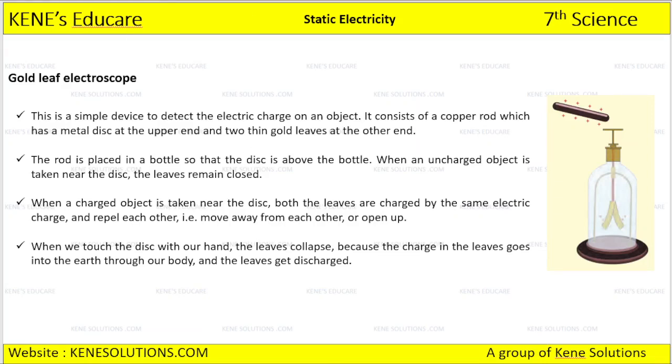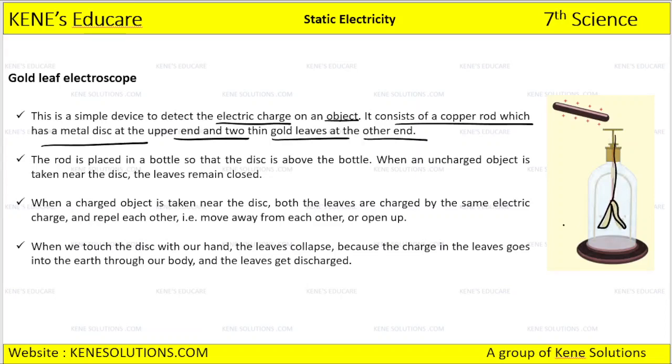So in the gold leaf experiment, what we are going to do, this is a very simple device to detect the electric charge on an object. It consists of a copper rod which has a metal disc at the upper end and two thin gold leaves at the other. So here you can see, it has a copper rod at the upper end and two thin gold sheets. They are very small foils of gold leaf.